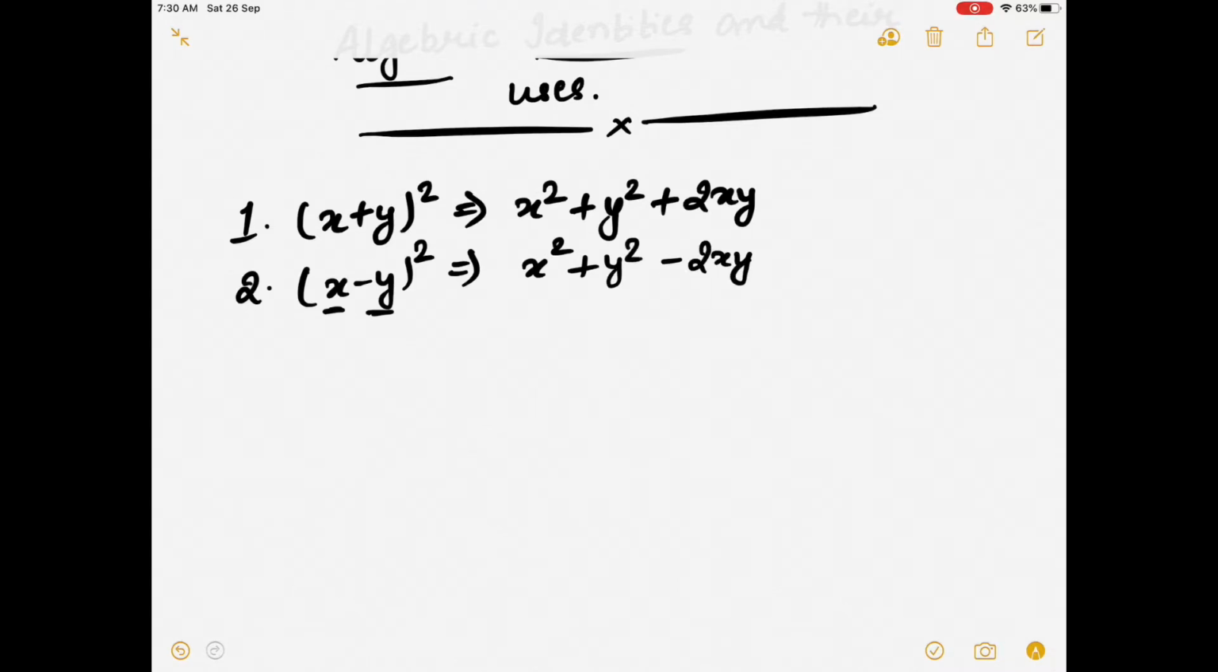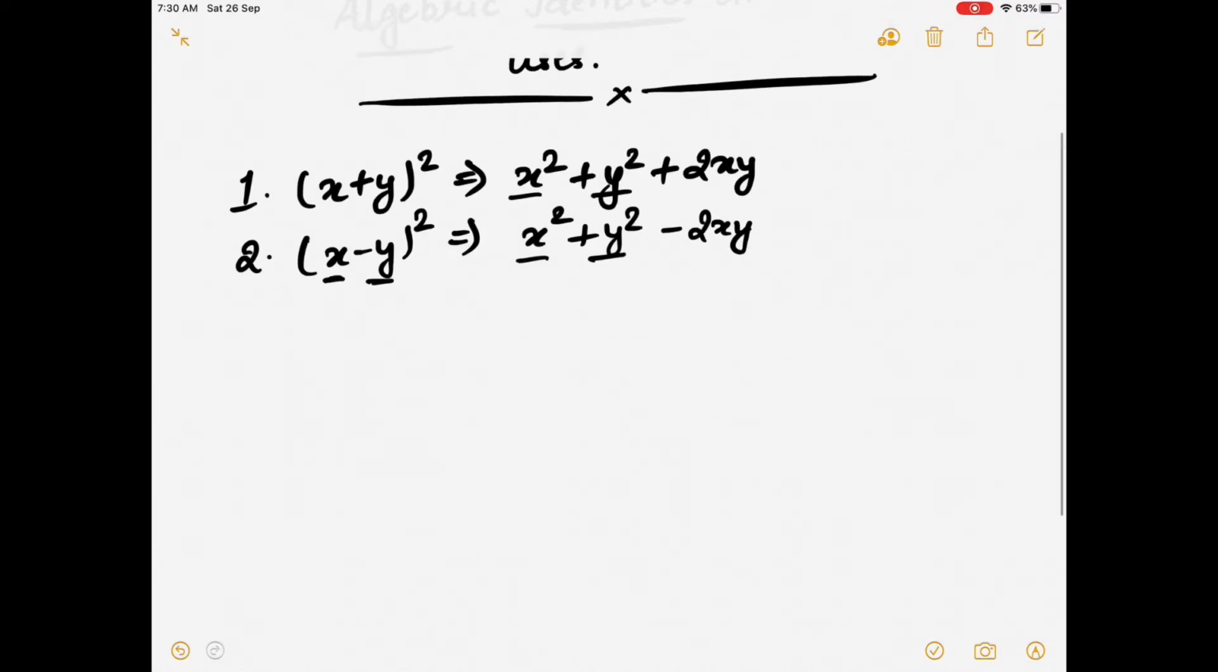Everything is common between these two identities. x square is common, y square is common, but the sign of 2xy changes, as here it is (x minus y) whole square and in the first identity there was (x plus y) whole square. What is our third identity now? x square minus y square.